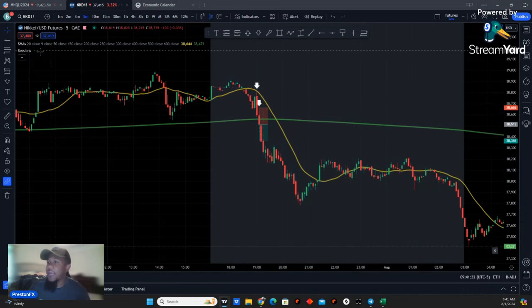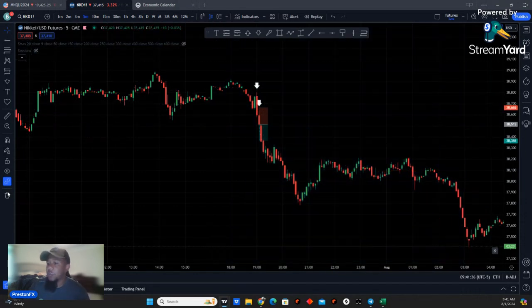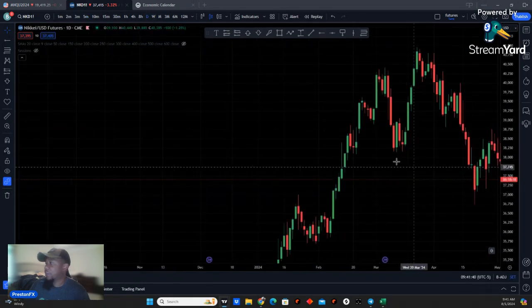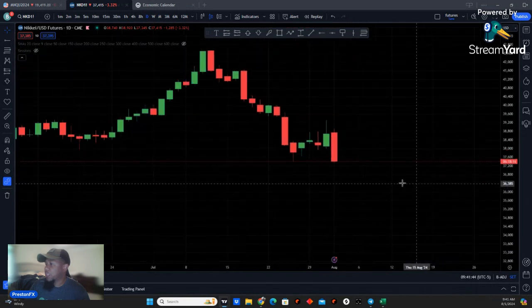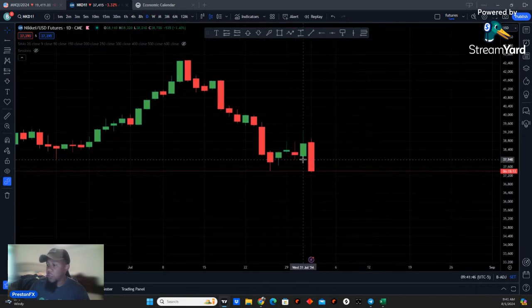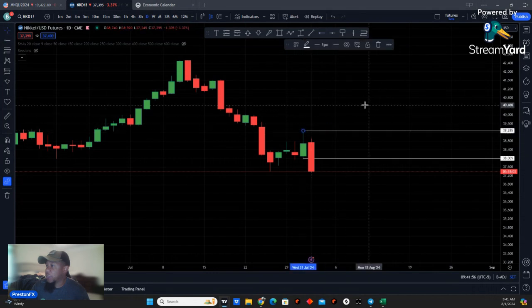And let's just go back. Let's erase all this and go to the daily time frame. This helps you out. Yesterday was Tuesday or whatever. What I did was I marked off where it closed. I marked off the highs and the lows of the previous day.